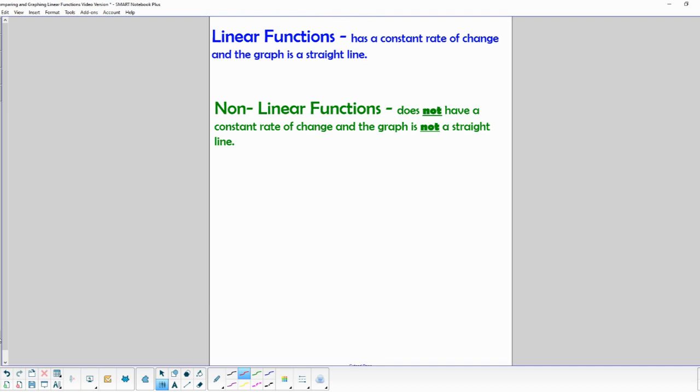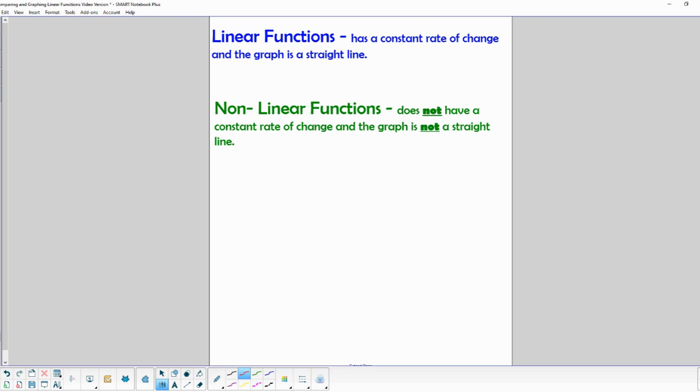So today we're going to compare the difference between linear and nonlinear functions. A linear function has a constant rate of change or a slope, and the graph is a straight line. So that's the easiest way to tell, if it's a straight line. But if you don't have the line, you just have the set of ordered pairs, you can tell by seeing if it has a constant rate of change, which we will show you shortly.